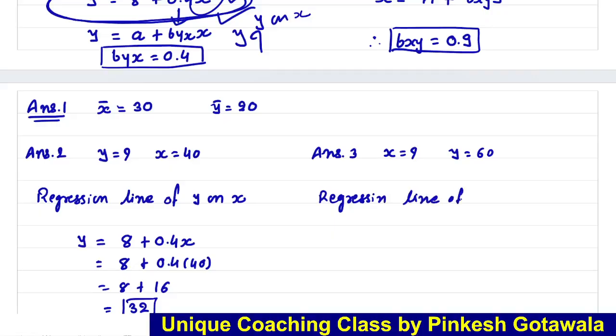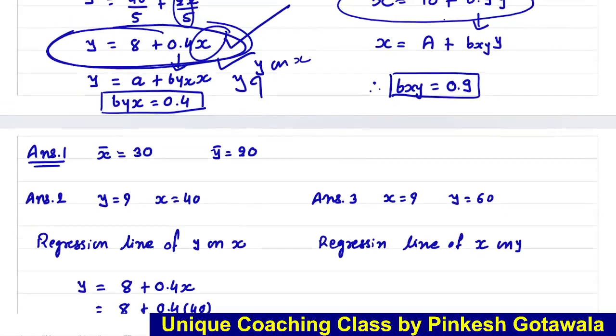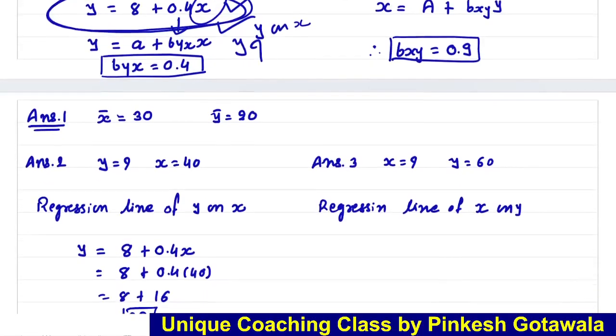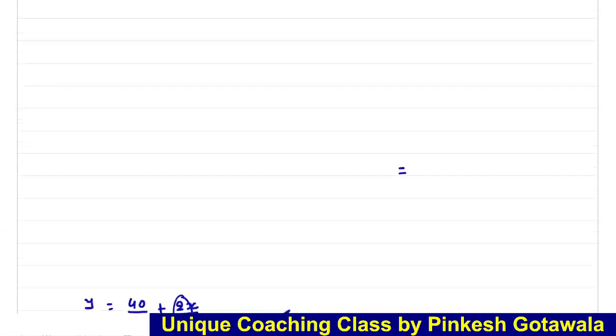Same here, we have to put the value in the regression line of x on y. In the base form we get x is equal to 10 plus 0.9y, y is 60. So 0.9 into 60 is 54, and 10 plus 54 gives 64.